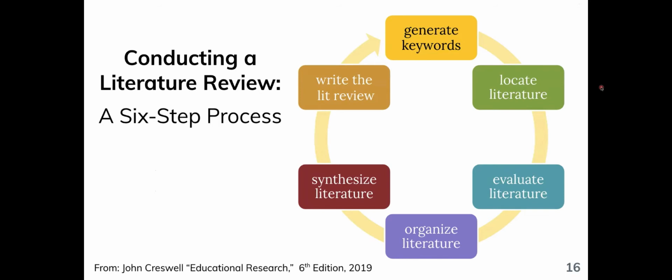So conducting a literature review, you can think of it in this six-step process right here. Obviously this is a very simplified process. Not everything fits into this nice, tidy process, but it's a good way to visualize it. First thing you need to do is generate keywords. What keywords would you use to describe your research topic? Then you'll locate the literature, evaluate and organize the literature, then synthesize it into that coherent narrative, and finally write the literature review. This is going to be an iterative process.